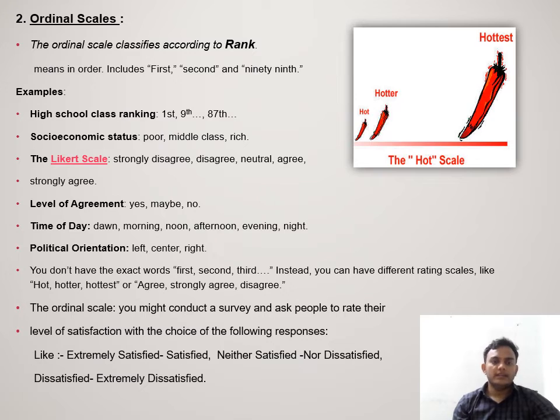With the ordinal scale, you might conduct a survey and ask people to rate their level of satisfaction with one of the following responses: extremely satisfied, satisfied, neither satisfied nor dissatisfied, dissatisfied, extremely dissatisfied. So these types of scales are ordinal scales.